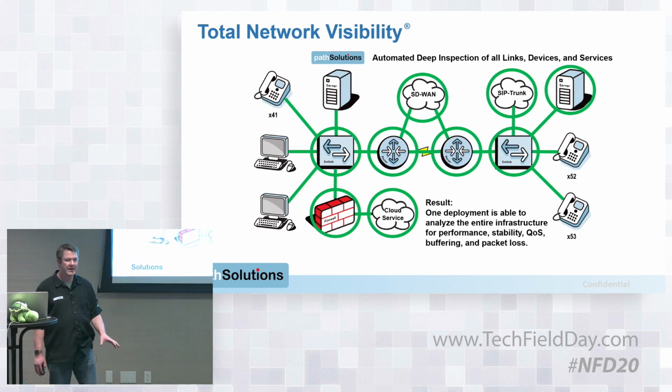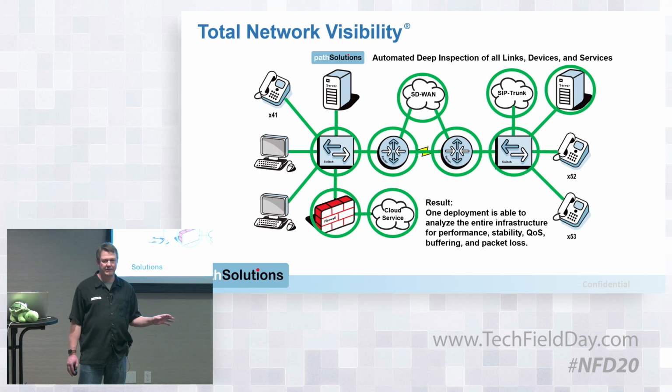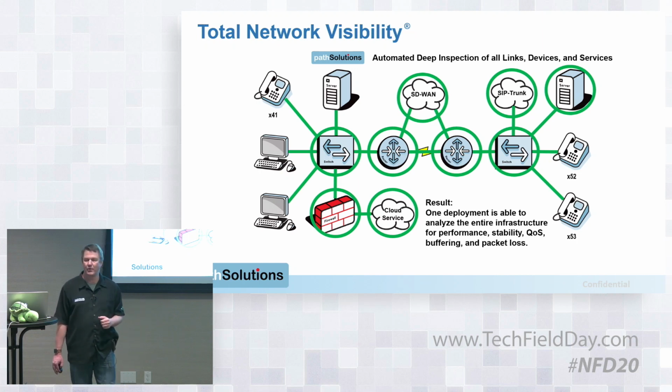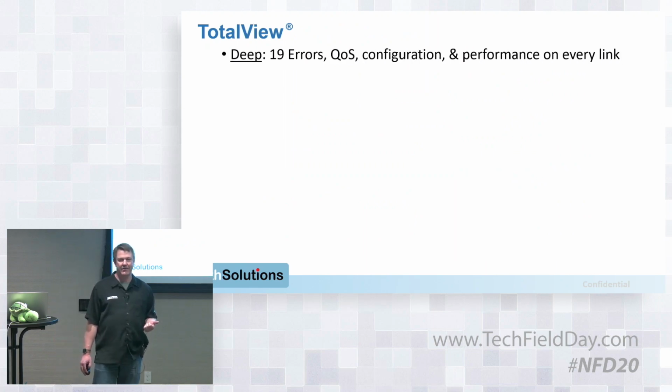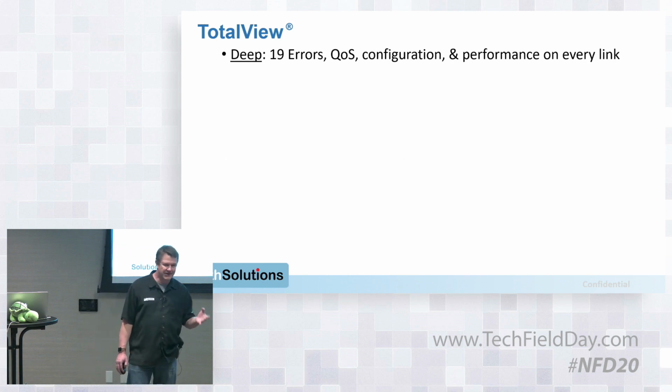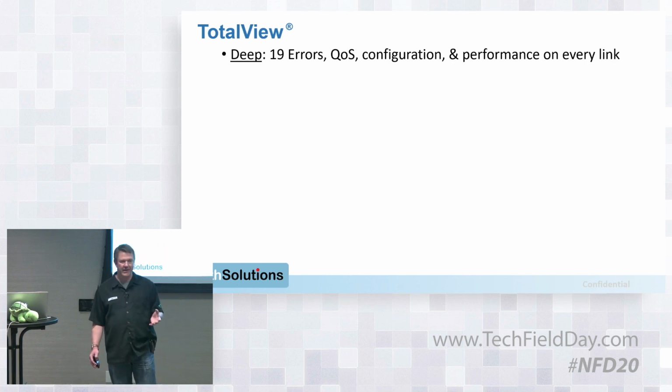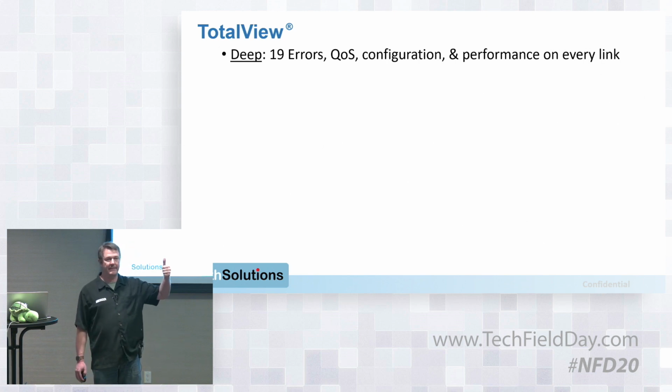So with one deployment, able to collect information on the entire infrastructure, we're also able to go far deeper than any other monitoring package by collecting more information. So what TotalView does is we're collecting 19 error counters of information. That's all of the FCS errors, alignment errors, runt packets, giant packets, even collision counters. For all of those error counters, your monitoring software is going to say, yep, network's healthy, because we're not looking at those ports and we're not looking at those error counters.